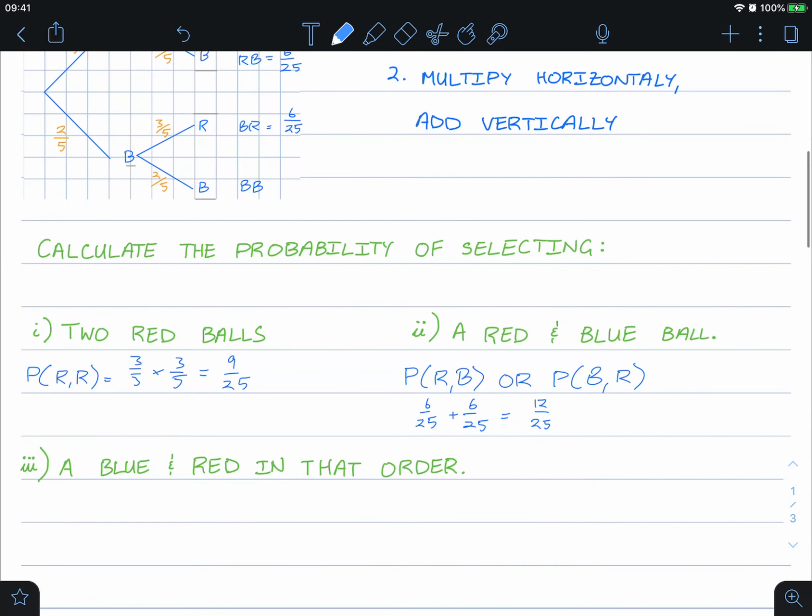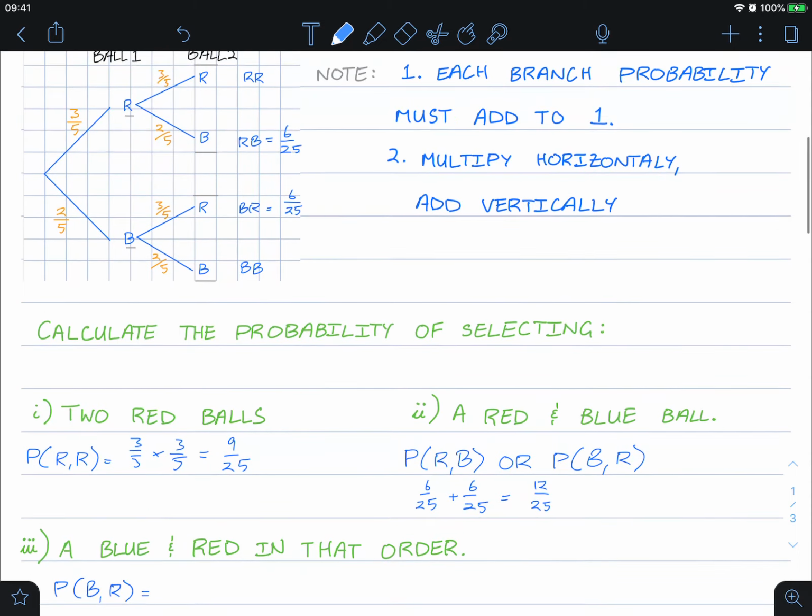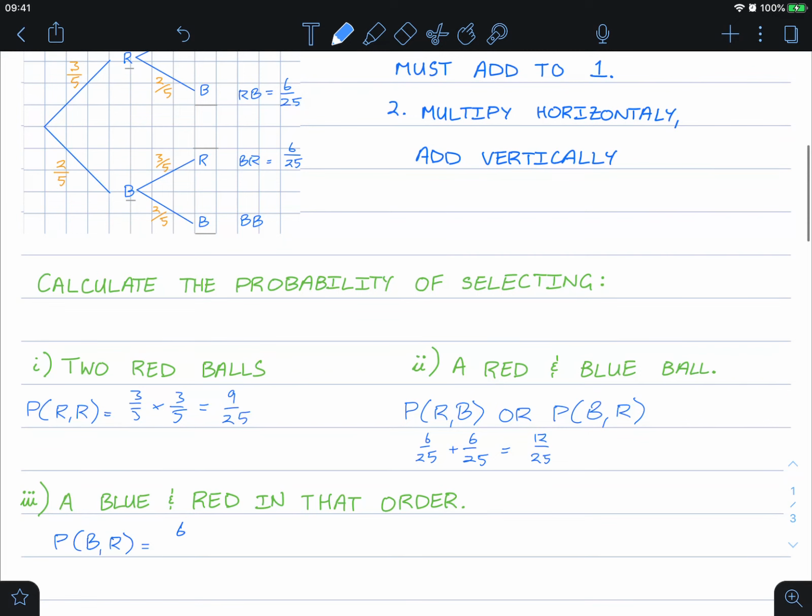One last example, a blue and red in that order. In this case, it's being very specific in that we must use blue and red only in that order. So this is probability of blue and then red, which we have already calculated. Blue and then red, which was 6 out of 25.